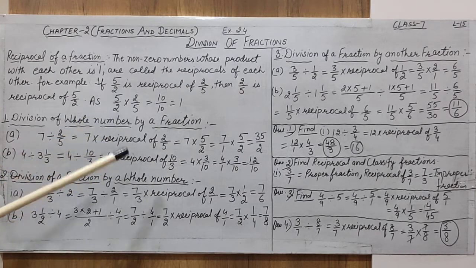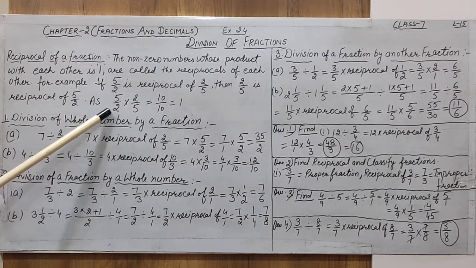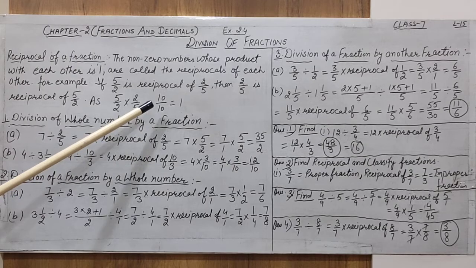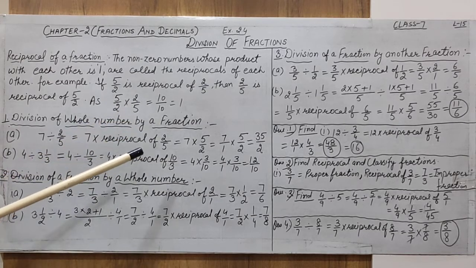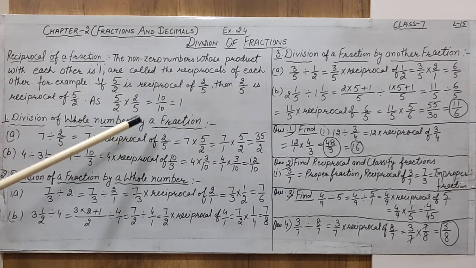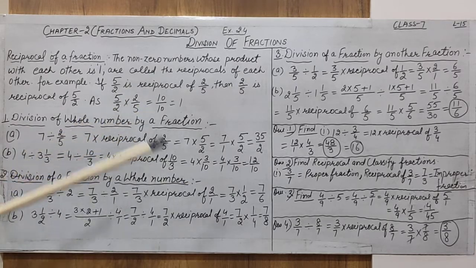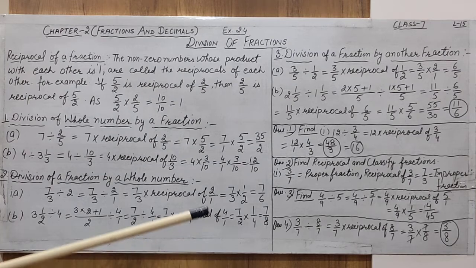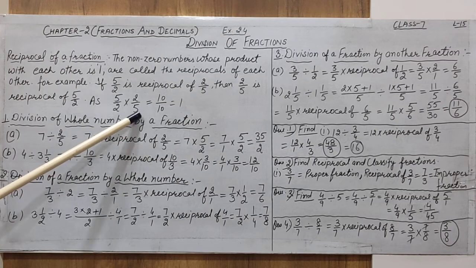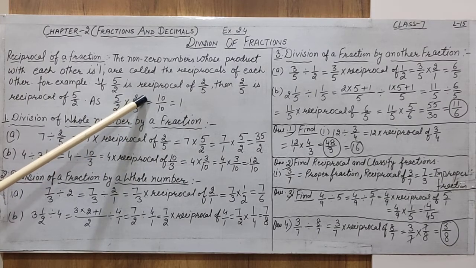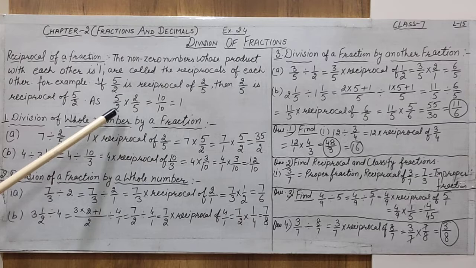In simple language, the reciprocal of 5 by 2 is 2 by 5 and the reciprocal of 2 by 5 is 5 by 2. That is, the numerator is changed into the denominator and the denominator is changed into the numerator. Both are interchanged. That number is called the reciprocal of the given fraction. Only then is the result 1, because the numerator cancels out with the denominator, and the second term's numerator is cancelled with the denominator of the first.